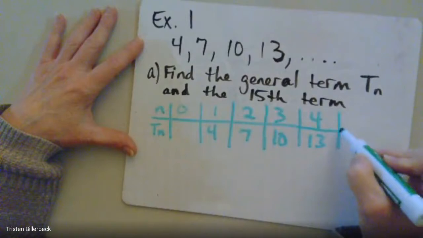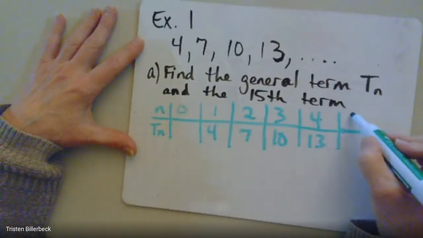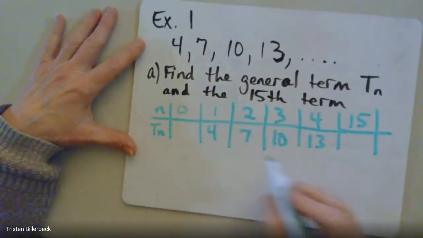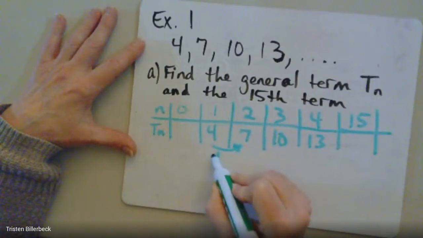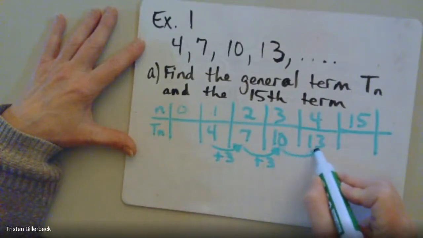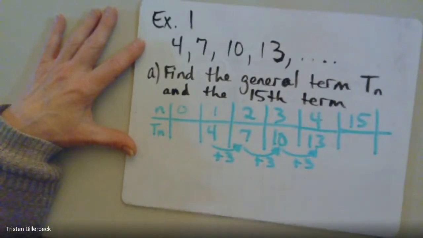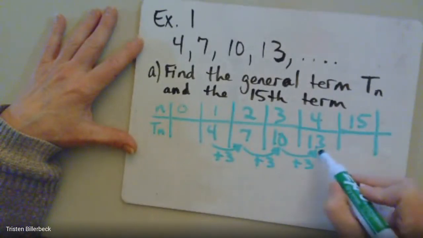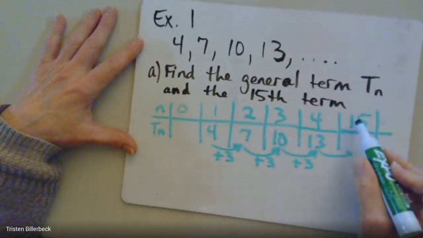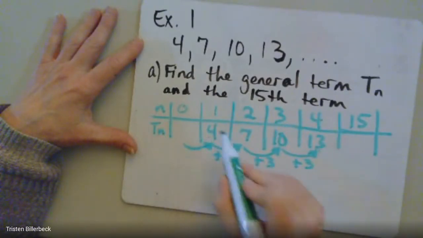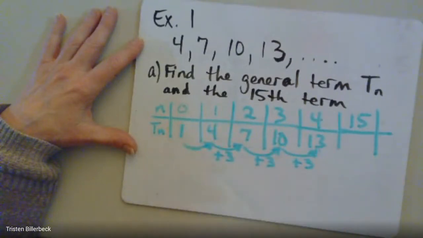And let's see, they want us to find the 15th term, and also a rule for t sub n. So if we look at this, this is a plus 3, this is a plus 3, and this is a plus 3. Hey, we've got a constant change, so that means we've got a linear expression. So we can't go all the way to 15 just yet. Let's back up that step. We know that we added 3 to get 4, so 4 minus 3 is 1.